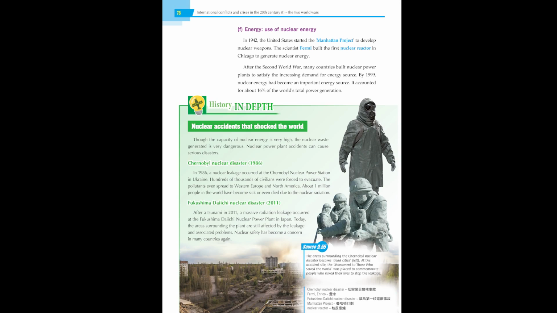Fukushima Daiichi nuclear disaster, 2011. After a tsunami in 2011, a massive radiation leakage occurred at the Fukushima Daiichi nuclear power plant in Japan. Today, the areas surrounding the plant are still affected by the leakage and associated problems. Nuclear safety has become a concern in many countries again. Look at the source 9.55. The areas surrounding the Chernobyl nuclear disaster became dead cities, left. At the accident site, the monument to those who saved the world was placed to commemorate people who risked their lives to stop the leakage.